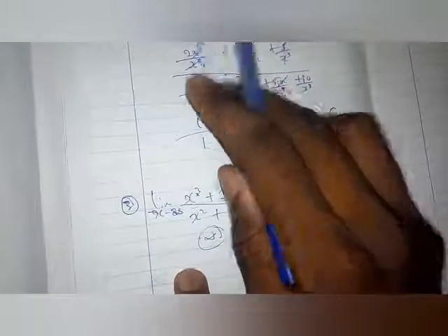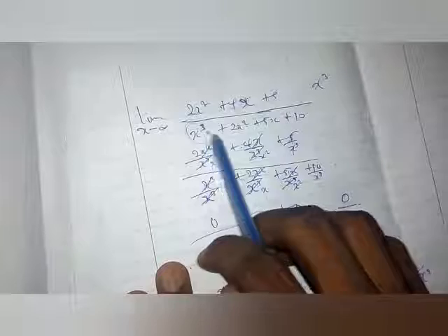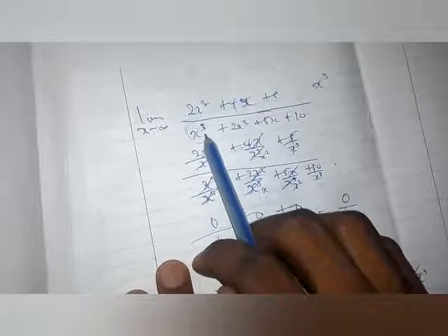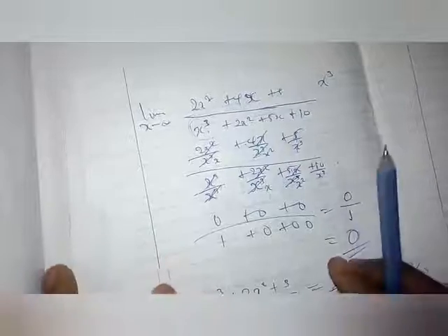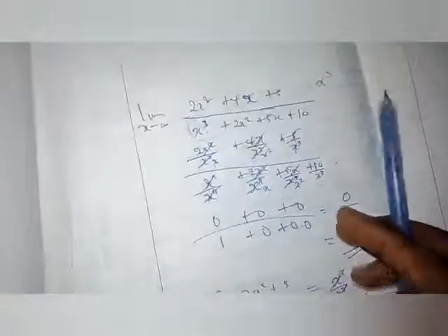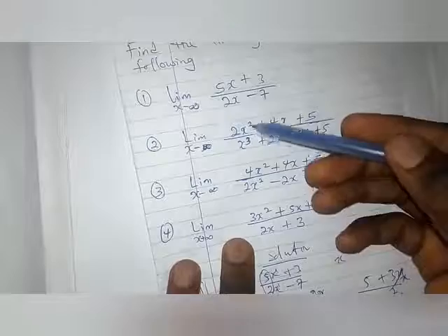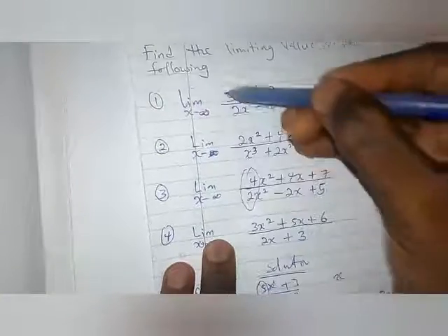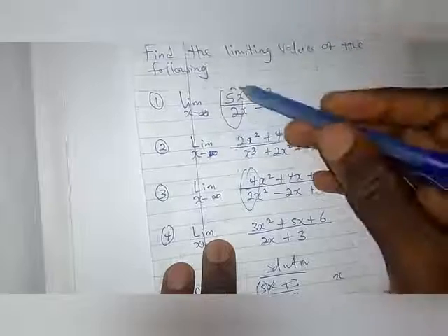Whenever the highest degree of x is in the denominator, you always have 0. When the highest degrees are the same, not like this, this will be your answer. The highest degrees are the same, this will be your answer.